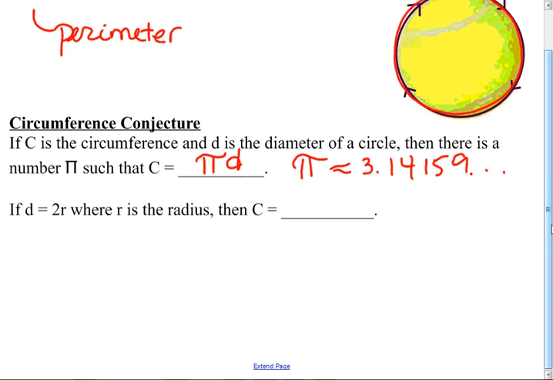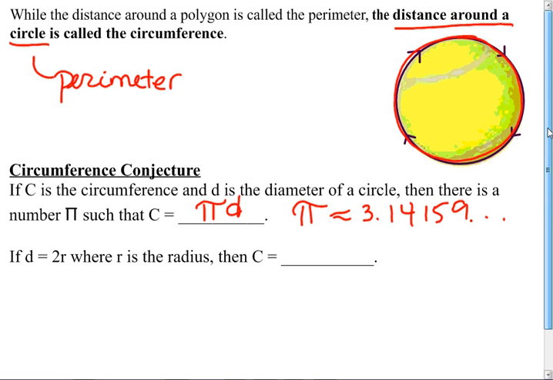So, what's the circumference in terms of the radius, Jack? If I have a circle, this is the diameter. How does the radius relate?